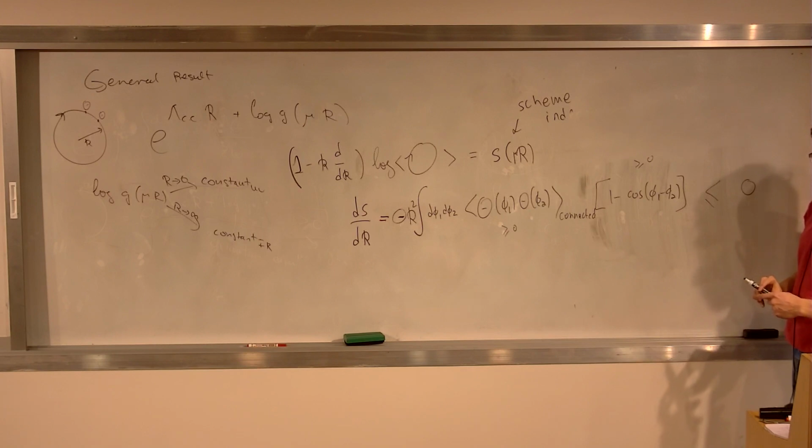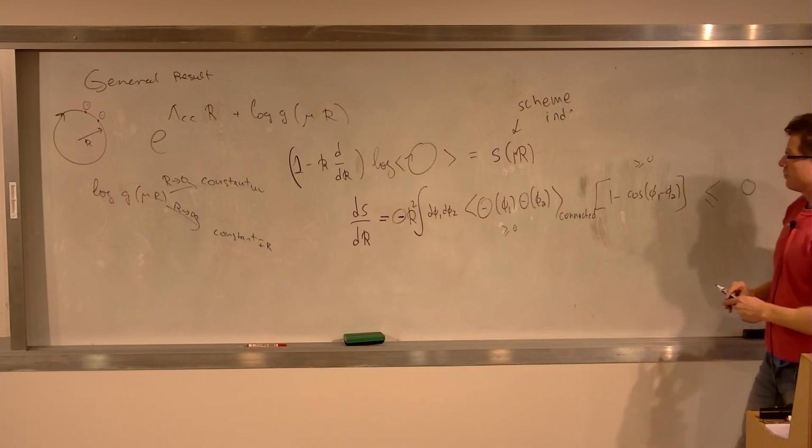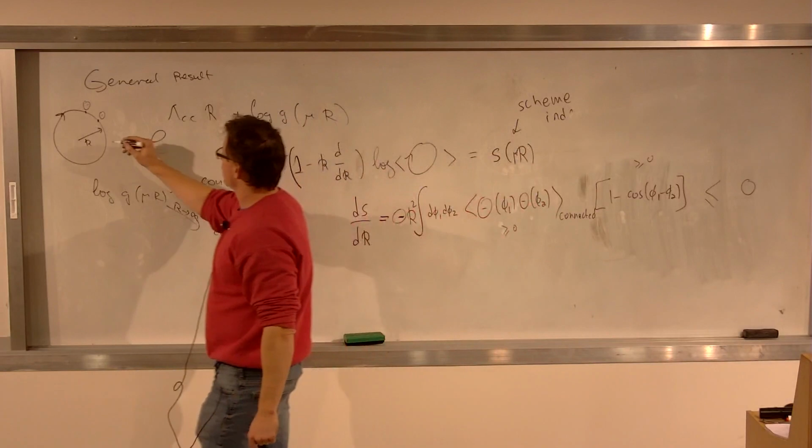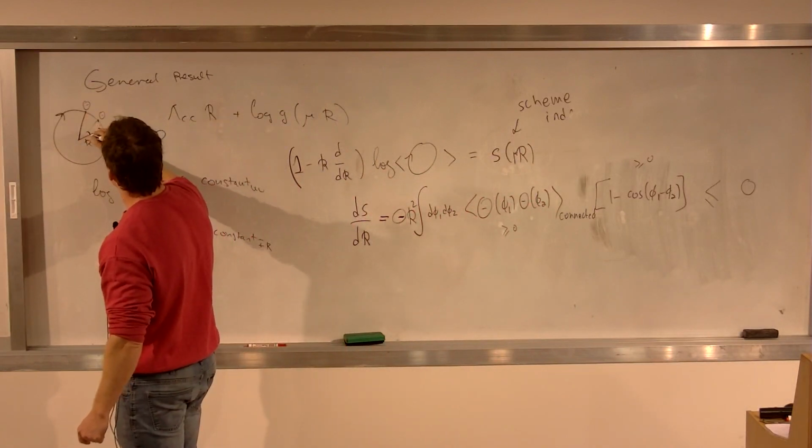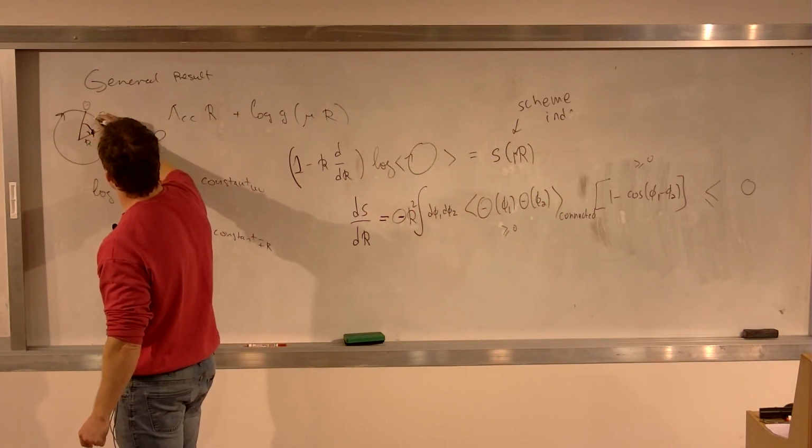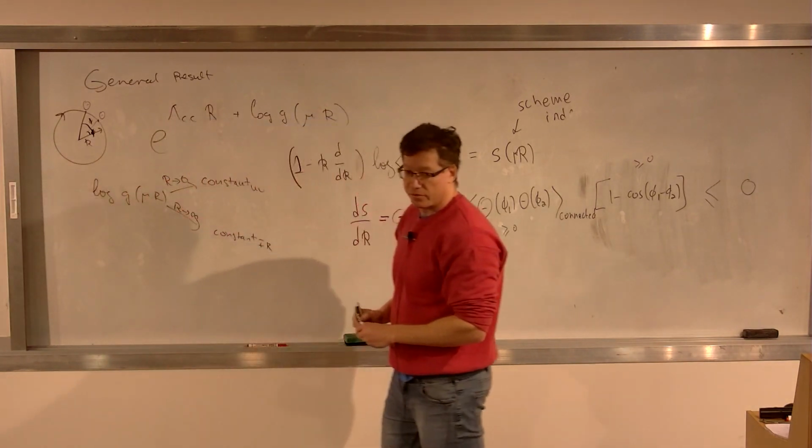The phi's are coordinates on the circle. Yes, and the phi's are angles here. So I just parameterize locations by the angle phi. Phi is just the angle on the circle.